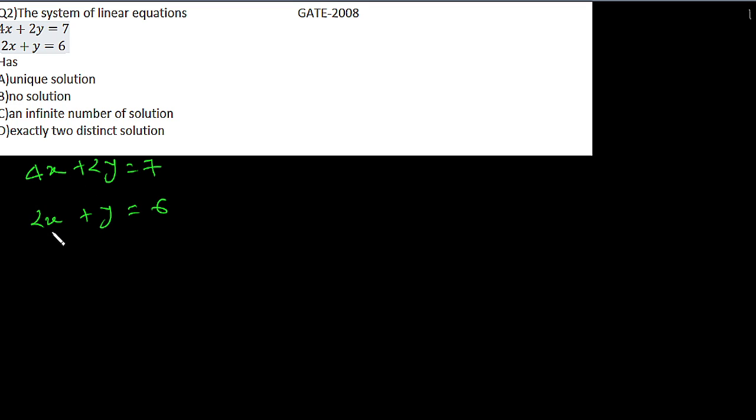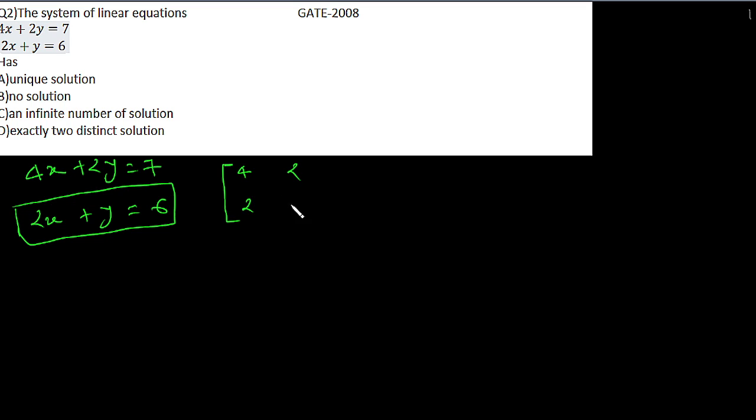Now you can see if you multiply the second equation by 2, then what you get here is 4x and here 2y, but on the right hand side you get 12, but here it's 7. So the left hand sides of these two equations are equal, but the right hand sides are not. So you can directly say from this, looking at the left hand side and right hand side, the system has no solution. But let's derive it using the matrix.